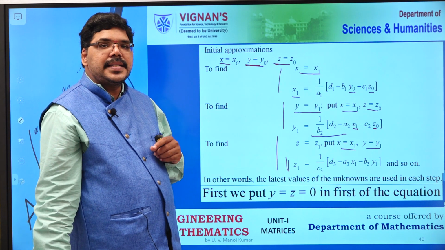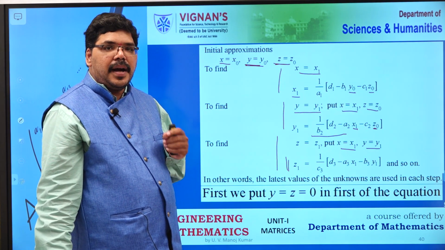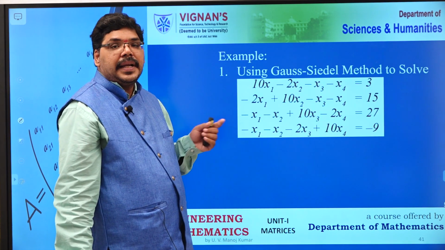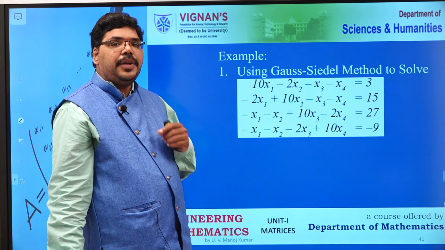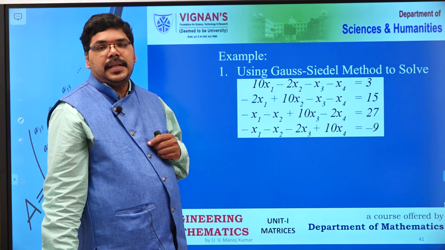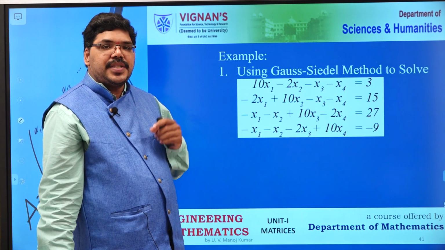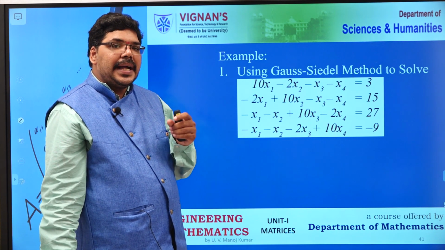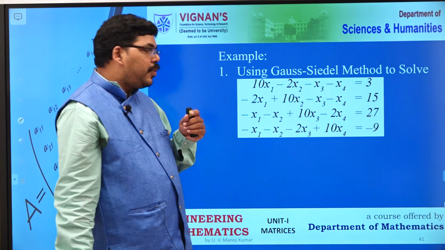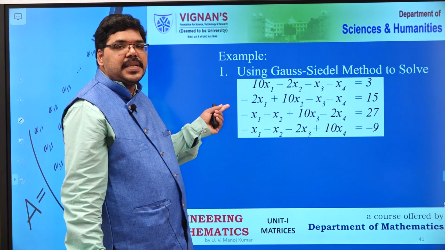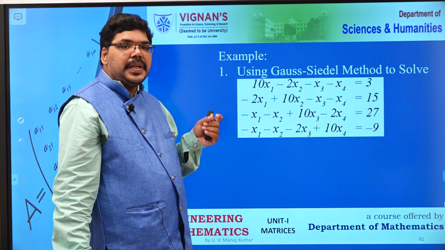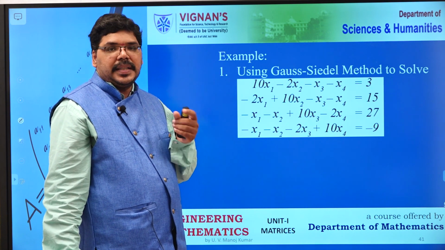Okay, let us solve a problem and see how the Gauss-Seidel method works. Consider the problem on the board. You need to remember one thing if you want to apply the Gauss-Seidel method. The equations should be arranged in such a way that the principal diagonal elements are dominating the other elements. When you write the matrix expression of this set of equations, in the coefficient matrix, the principal diagonal elements should dominate the other elements.